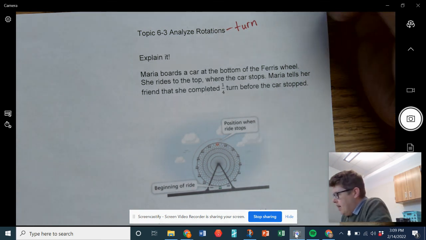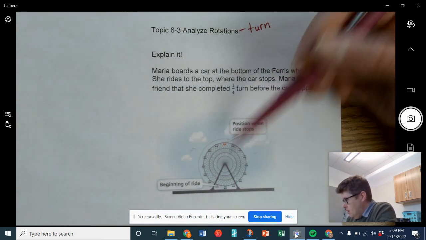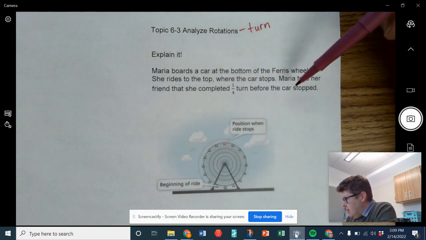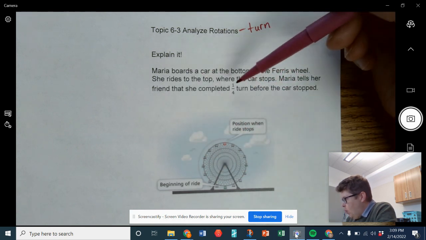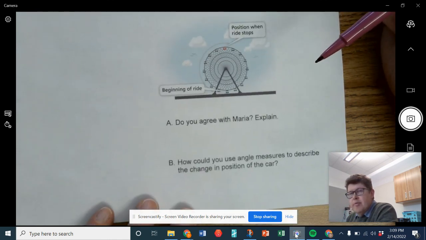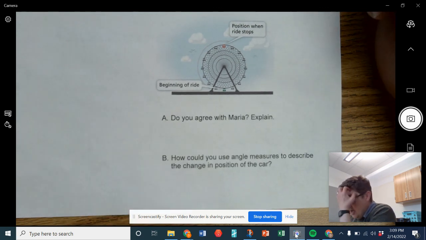Okay. So Maria boards a car at the bottom of the Ferris wheel. Boom. She rides to the top where the car stops. Maria tells her friend that she completed 1/4 turn before the car stopped. Do you agree with Maria? Explain, and how could you use angle measures to describe the change in the position of the car?